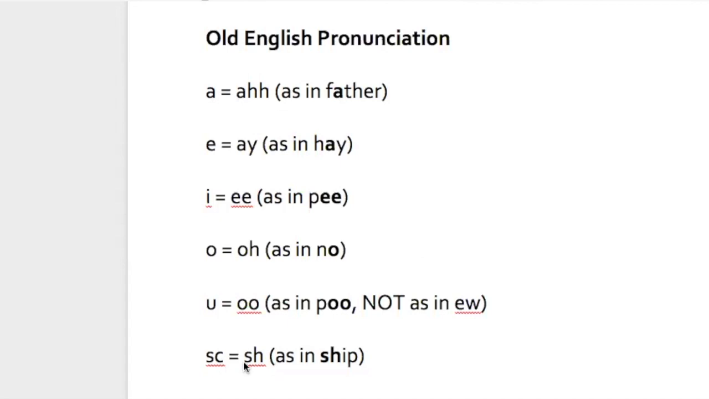And then the one funky consonant you're going to run into for sure is SC, which functions just the exact same way as our SH functions. So like ship, right? Shh. And in fact, the Old English word for ship is SCIP, ship. It's the same as our word, but just the C function has become an H.